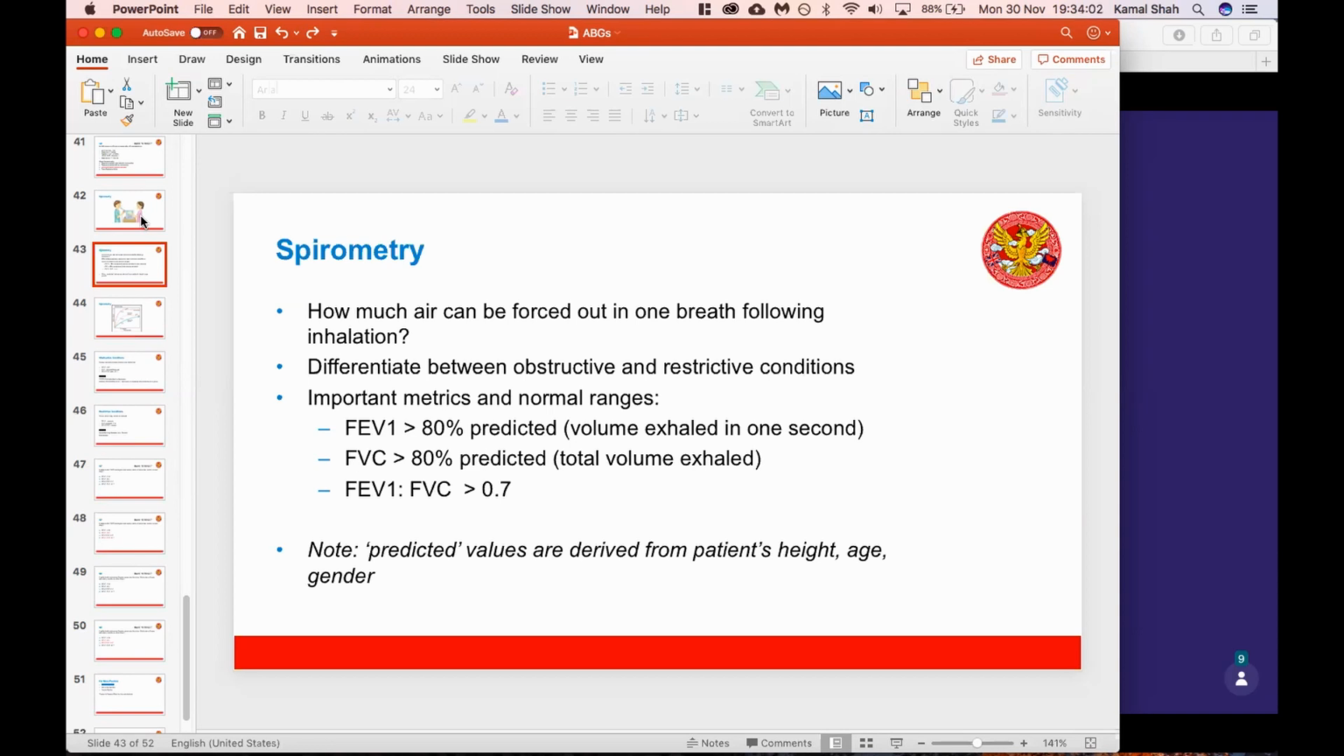There are 3 main metrics when it comes to spirometry. There's the FEV1, which is the forced expiratory volume exhaled in 1 second. There's the FVC, which is the total volume exhaled in that one breath, and the ratio between these 2 numbers, which should be more than 0.7. And when I say 80% of predicted, the predicted values are derived from the patient's height, age, and gender.